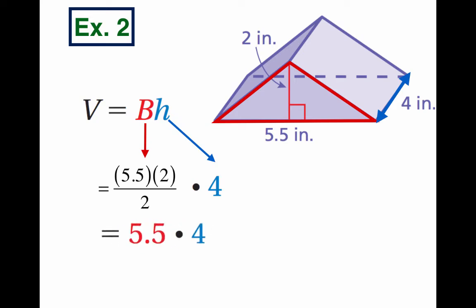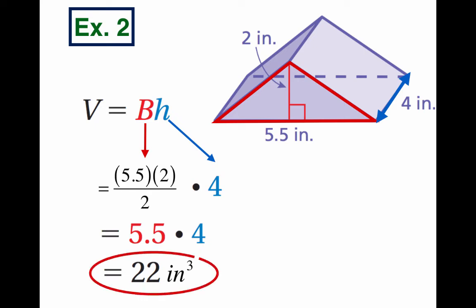Now we get a calculator. We do 5.5 times 2 divided by 2. That's actually just 5.5 and then we times it by 4, and we get 22. So our volume is measured in inches. We're going to say to the third power, and that's our answer, 22 inches to the third power. Or we say inches cubed, because it's like cutting up the object into little tiny cubes. How many cubes fit inside the object?